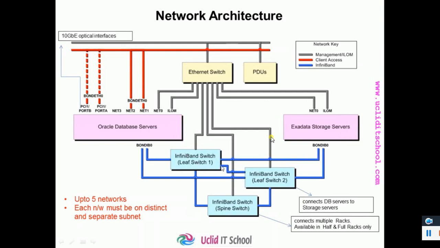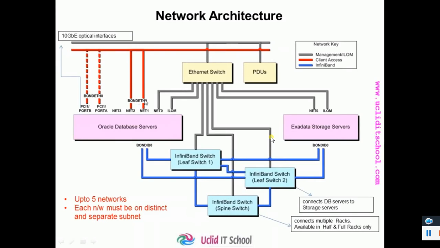And you saw two types of InfiniBand switches. Leaf switch, which connects database servers with storage servers. Then spine switch. Spine switch is used to form multi-rack configurations, to connect one rack with another rack. The spine switch is present in half rack and full rack configurations only.